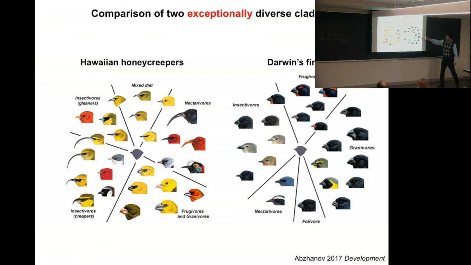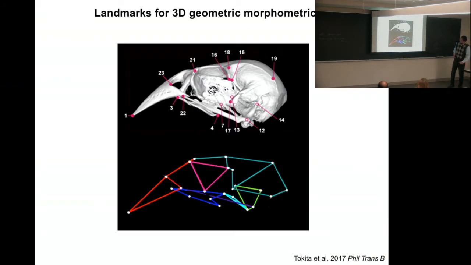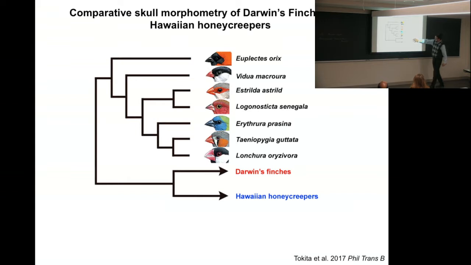So we're hoping to compare them within the same morphospace, see how the diversity compares. What we've done is generate CT scans for all the species of Darwin's finches and the relatives, Hawaiian honeycreepers and the relatives, and we put landmarks around the skull, which also represent interesting potential functional modules. And the idea was to compare them against each other and against this outgroup species.